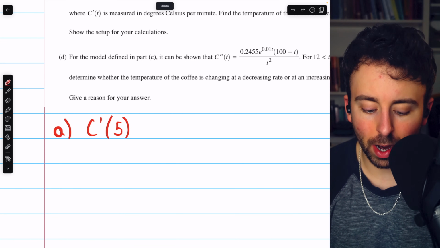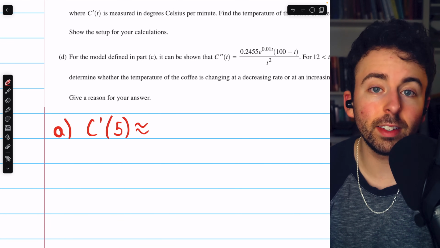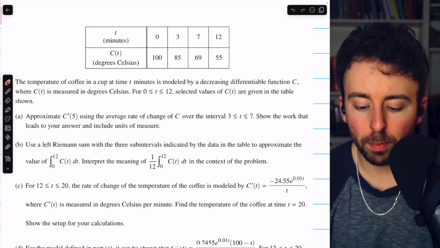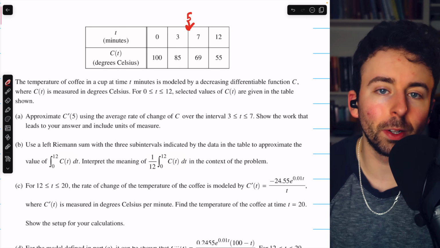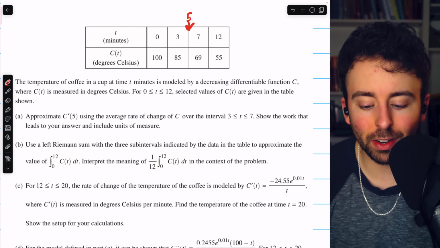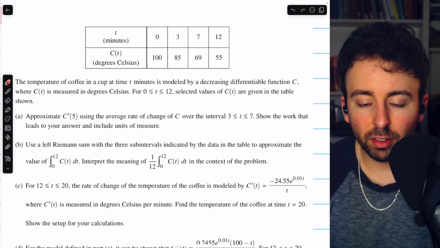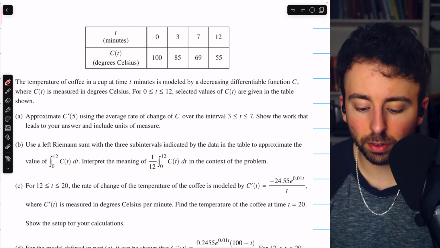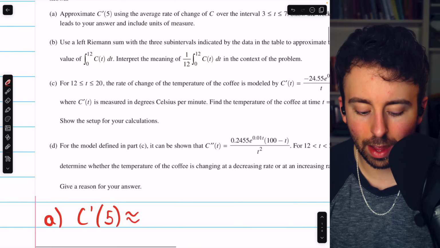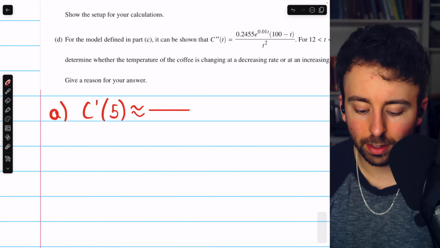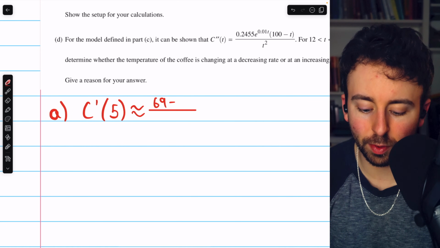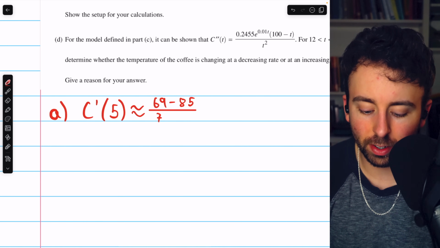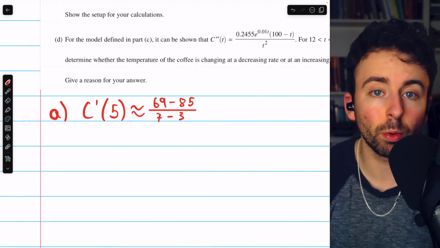So coming down here to write our work, we are approximating c prime of 5. We're using this interval from 3 to 7 because 5 is in the middle of that interval. So with the given information, this is the best we can do. So we'll calculate the average rate of change over this interval. So subtract the temperatures, 69 minus 85. That will be our numerator. That's the change in temperature. And then we just need to divide by the change in time, which is 7 minus 3.